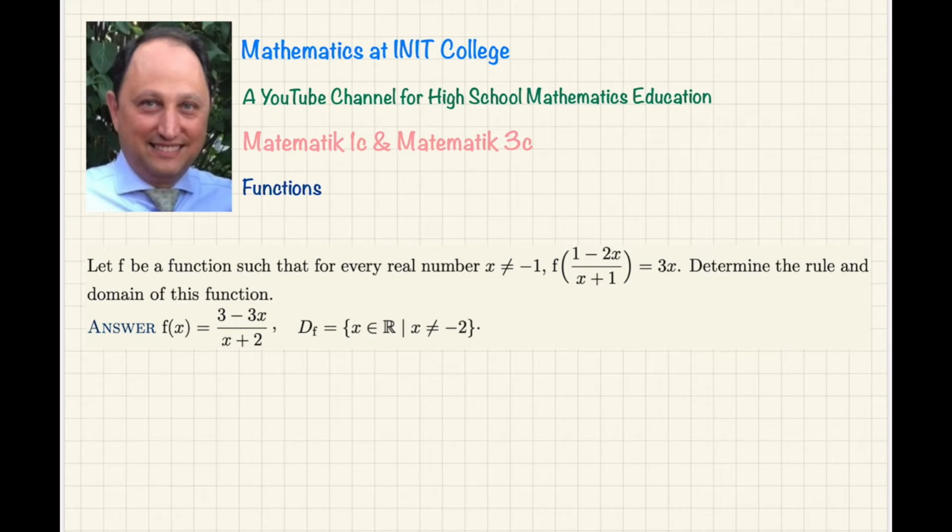That's a good idea if you can pause the video at this point and try to solve the problem yourself first. The answer that you will get would be f of x equals (3 minus 3x) over (x plus 2), and the domain of the function, D_f, would be the set of all x's in R, the set of real numbers, such that x is not equal to minus 2.